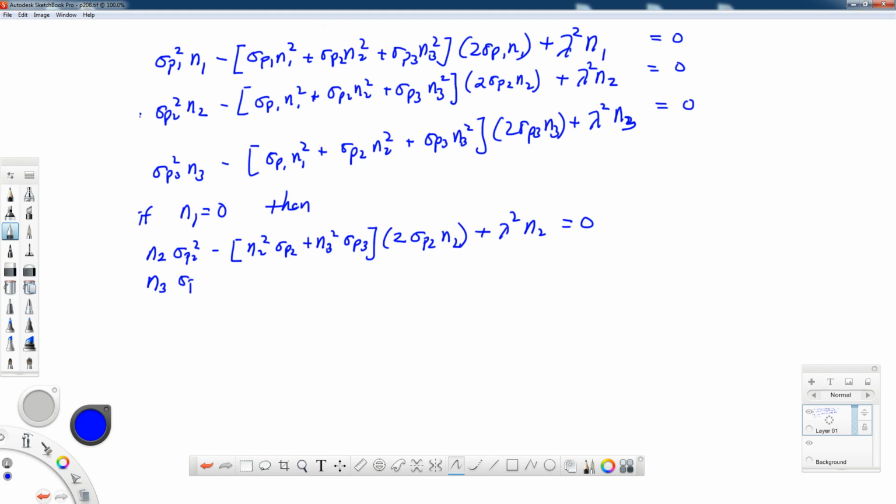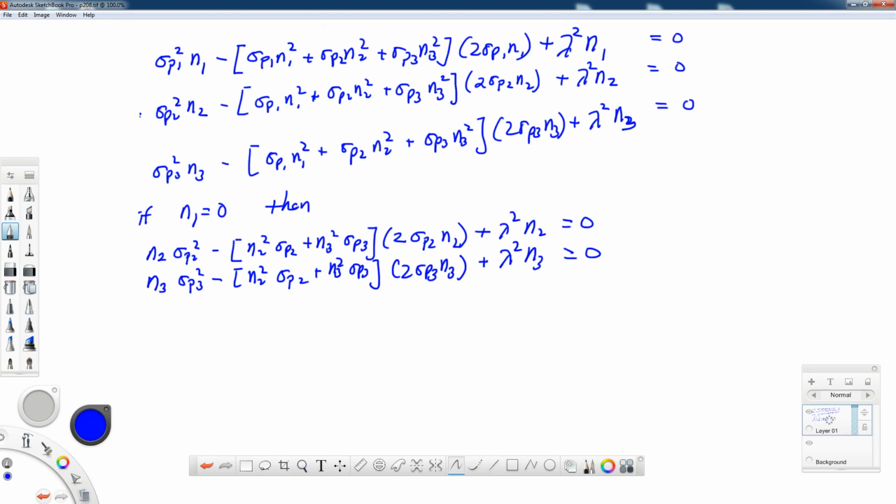N3 sigma p3 squared minus the bracket N2 squared sigma p2 plus N3 squared sigma p3, times 2 sigma p3, N3, plus lambda squared N3 equal to 0.